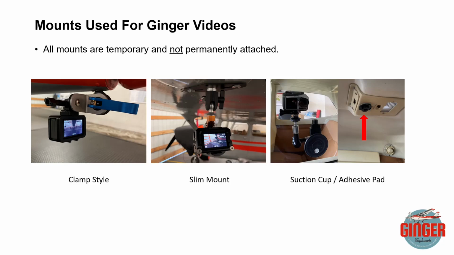The slim mount is what I mentioned earlier for the inspection panel out on the wing.